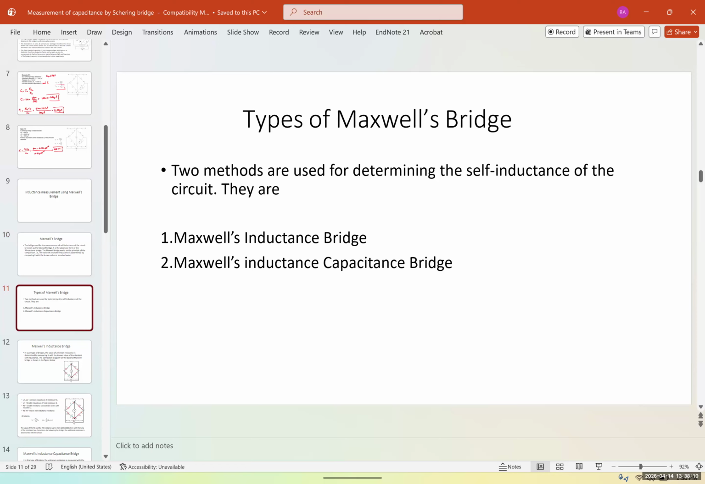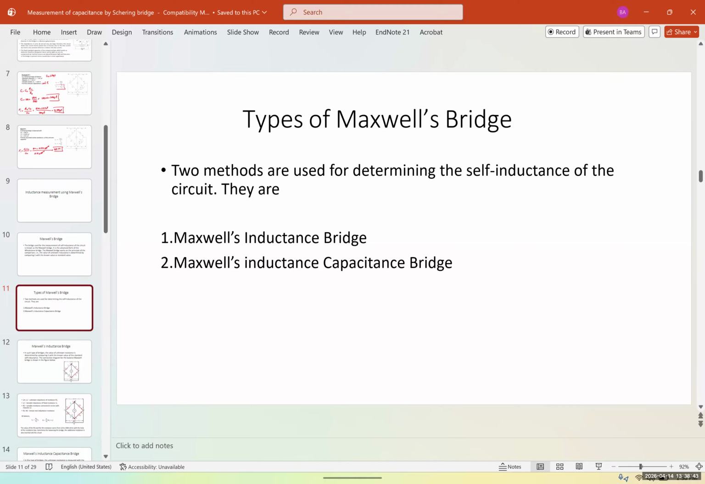We have two different types of Maxwell bridges. We have the Maxwell inductance bridge, and we have the Maxwell's inductance capacitance bridge. Again, two different methods for determining the self-inductance, Maxwell's inductance bridge and Maxwell's inductance capacitance bridge.